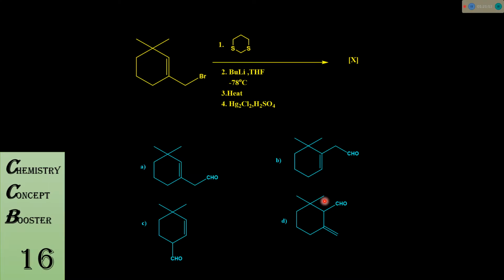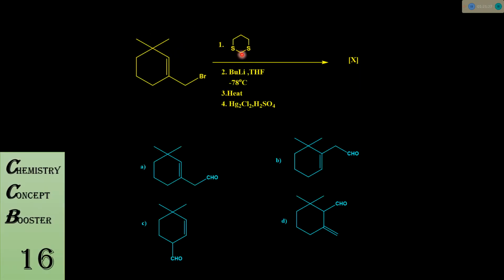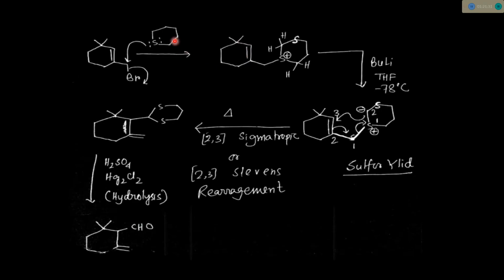So this is the question. This is allyl bromide, and these are the reagents given. With allyl bromide and 1,3-dithiane, the sulfur nucleophile will attack this allylic bromide, so this intermediate will form. If we use butyl lithium, there are two sulfurs, and one sulfur has a positive charge.